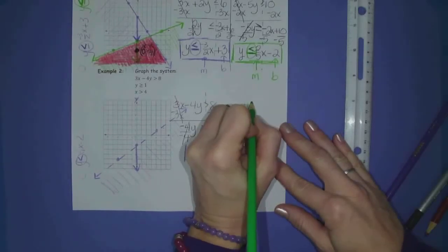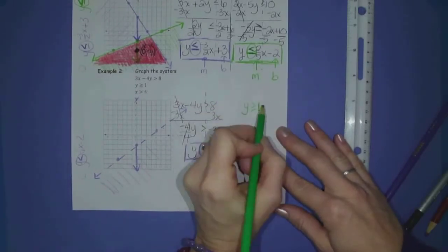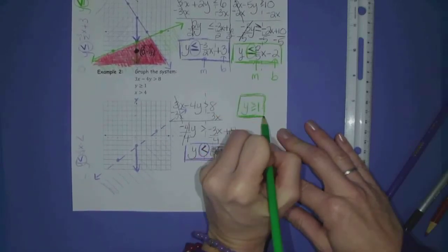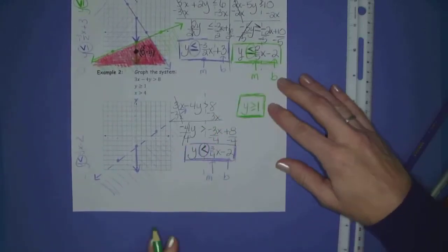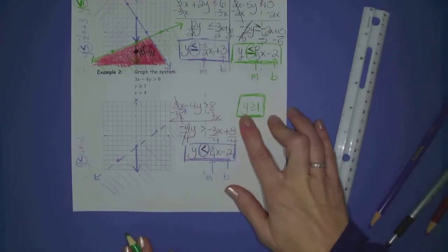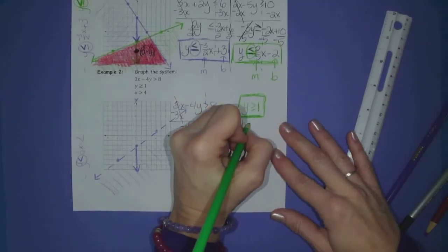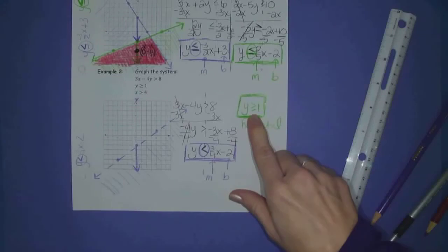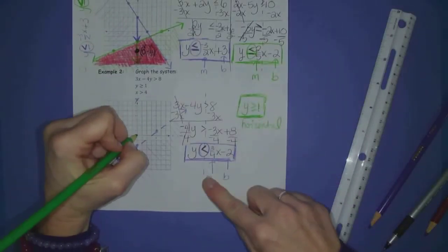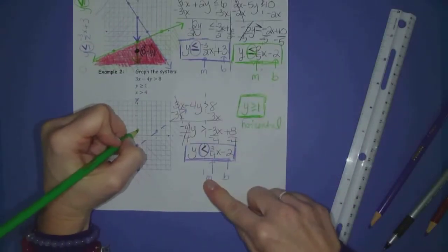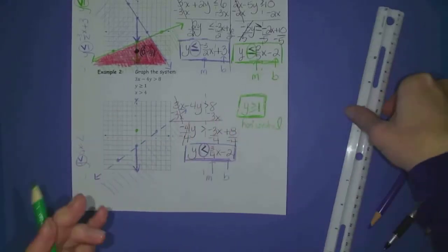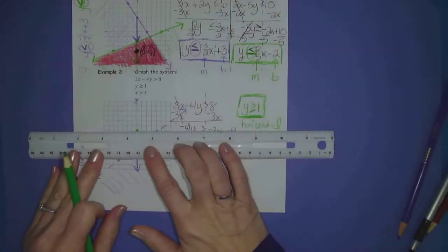So y is greater than or equal to 1. Hopefully you remember what kind of a line this is. You can pause this video to think about it if you need to. This line, because it has a y and no x, is horizontal. And where do you draw it? Well, you go to y equals 1. So come up to y equals 1, put a dot, and we're going to draw a solid, equal to, solid horizontal line through there.